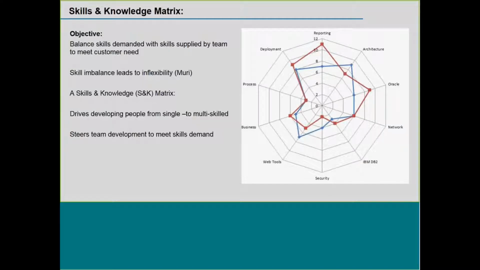Basic skills demanded with the skills supplied by the team to meet customer demand is what we're talking about when we're talking about skills and knowledge. So in the picture on the right, for example, we have a couple of lines here, the red line being the amount of hours that we need available to us, the blue line representing the amount of hours we have that are actually available to us. So for example, we need between 10 and 12 hours worth of reporting. But we only have the skills on our team to provide 7 hours of actual reporting. So here we can see a gap.